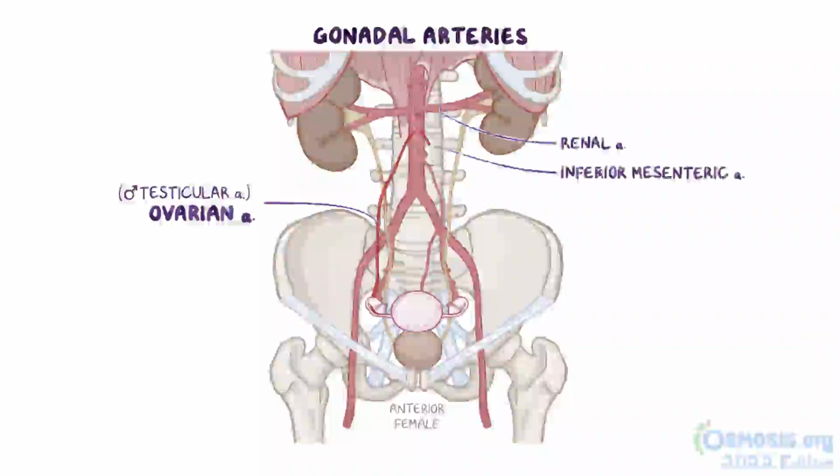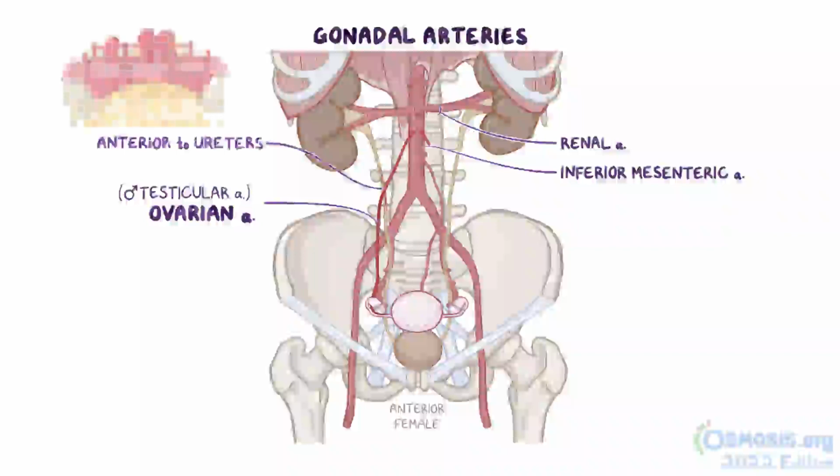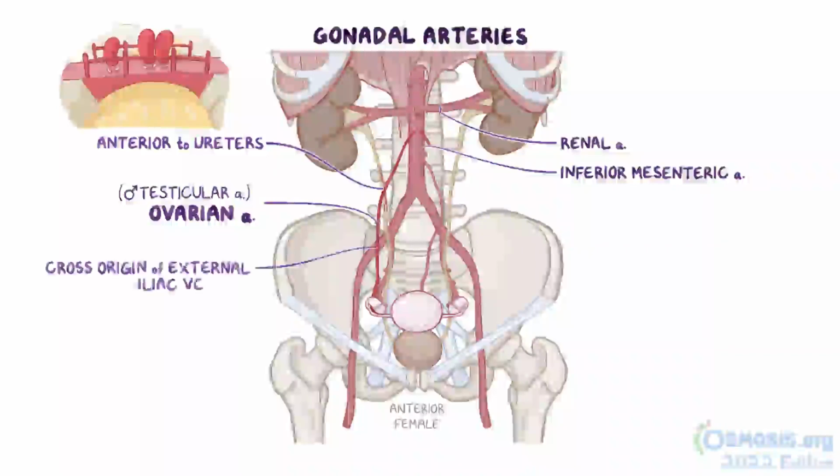The gonadal arteries then descend towards the pelvis, where they travel behind the peritoneum and anterior to the ureters, to which they also supply branches. Our bridge over a river memory trick applies here as well. Then they enter the lesser pelvis and run medially to cross the origin of external iliac vessels.